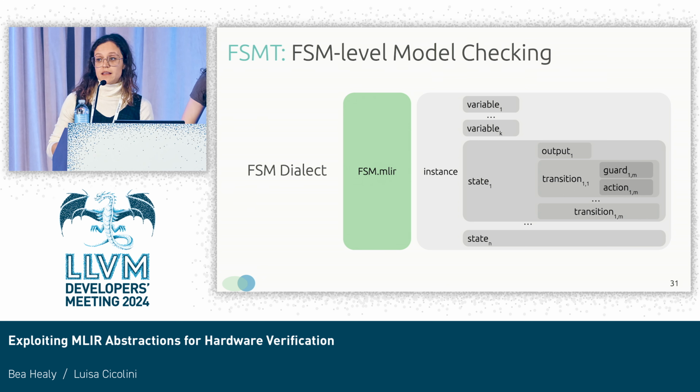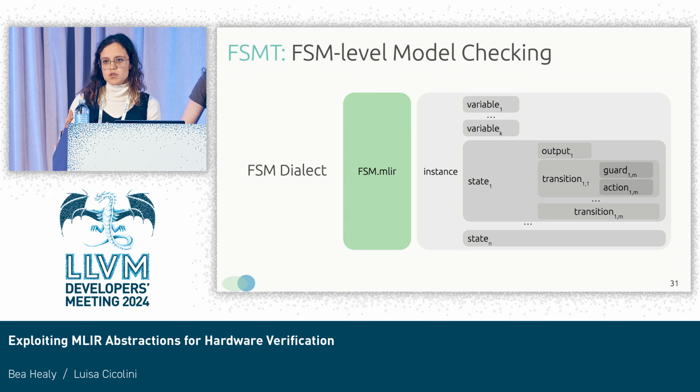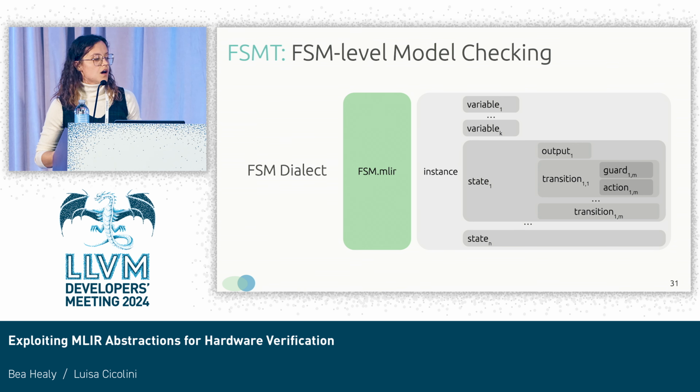The FSM dialect has a very regular structure. There are some variables which exist within the FSM scope. There are some states. Each state can produce one or more outputs and can have one or more transitions. Each transition can be activated by a guard that describes the condition for the transition's activation, and can cause an action, so it can cause an update in the variables existing within the finite state machine scope.